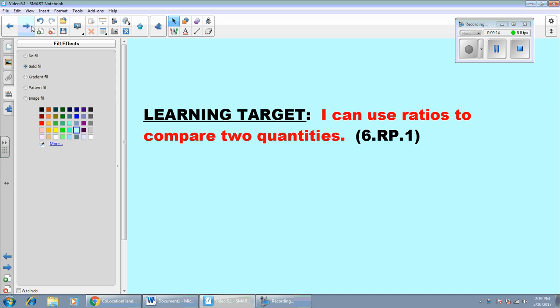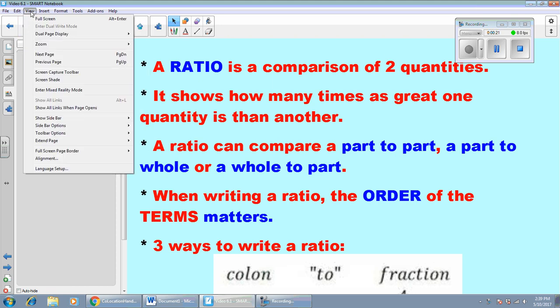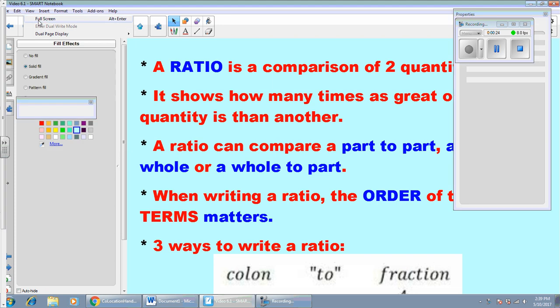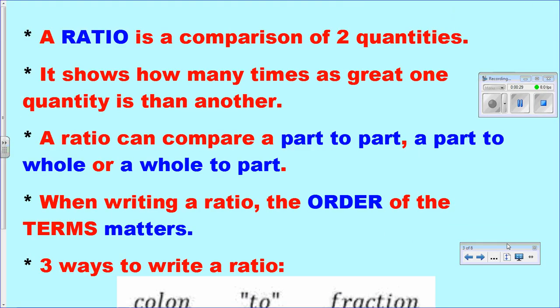Well, let's jump in and just talk about what is a ratio. A ratio is a comparison of two quantities. It shows how many times as great one quantity is than another. A ratio can compare a part to a part, a part to a whole, or a whole to a part, and we're going to talk a little more about that throughout this video. And when writing a ratio, the order does matter, and we'll talk more about that as well.